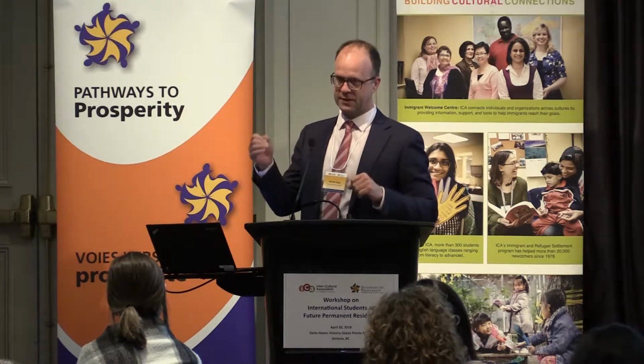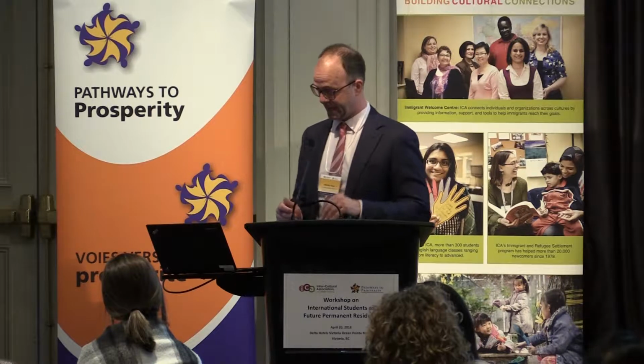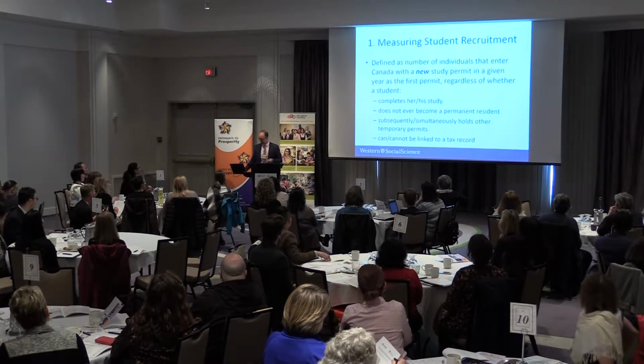We don't care, not for this slide, whether or not people finish their study. All that we're interested in is that they enter Canada on a study visa. We don't look at what happens on the other side. For recruitment, we don't distinguish between people that make the transition to permanency. We don't look at whether or not they subsequently hold other temporary permits. And in a few slides, I'm going to show you how circuitous the route is for some international students to gain permanent residency in Canada. And finally, because we're using administrative tax records linked to administrative study permits and administrative landing records, for the first slide for recruitment, we're not going to identify whether or not an individual could be linked to their tax records. Okay, so hopefully that's enough qualifiers.